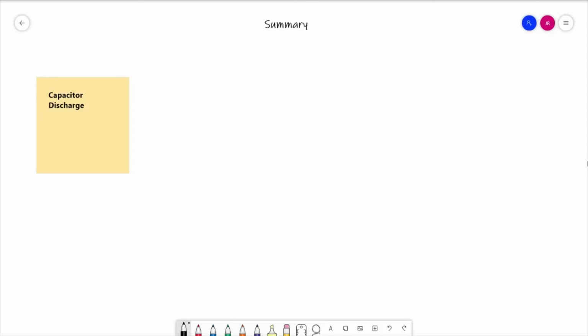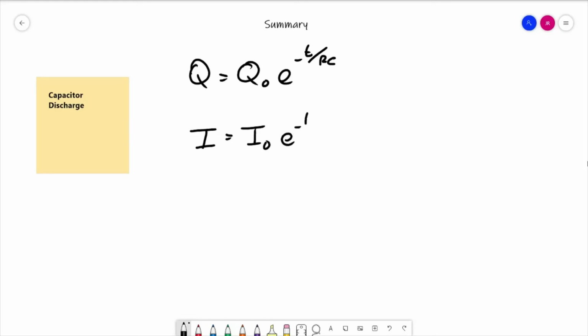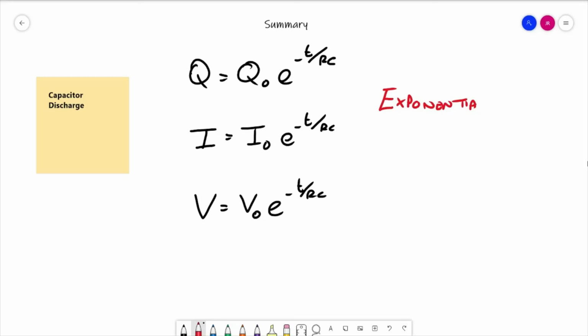So to summarise the lesson then, in this video we've looked at capacitor discharge, and we've ended up with the equation Q is equal to Q naught e to the minus t over RC, and then similarly from that we had I is equal to I naught e to the minus t over RC, or even V is equal to V naught e to the minus t over RC, and those of course are all examples of exponential decays or exponential decreases.